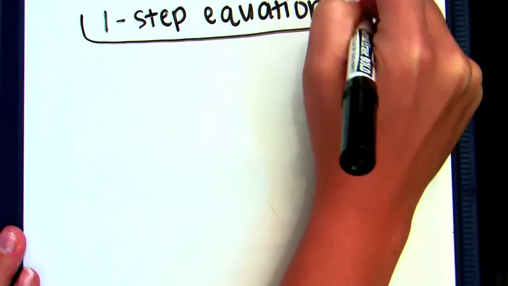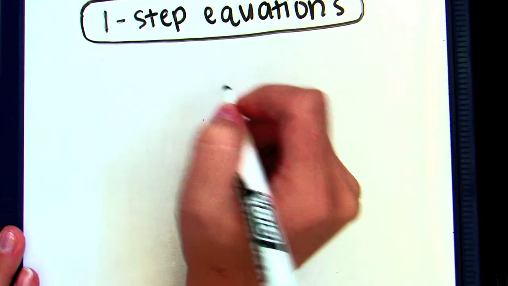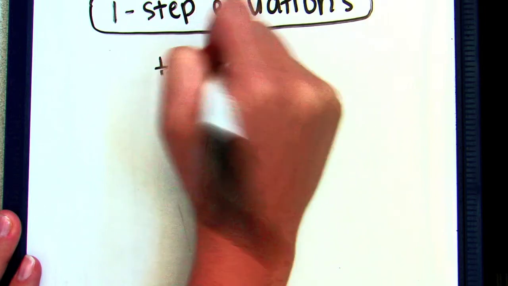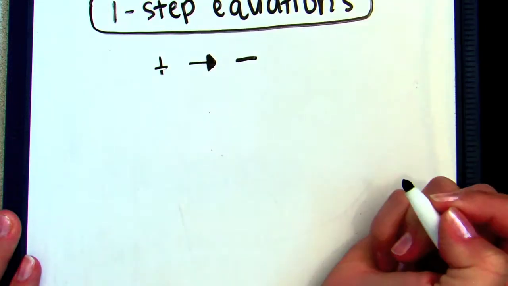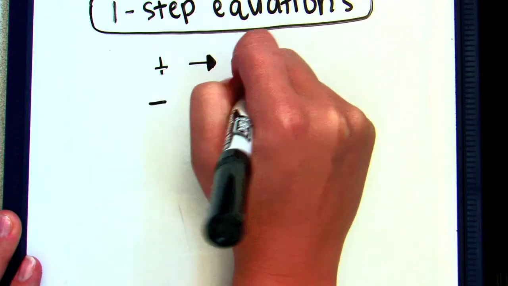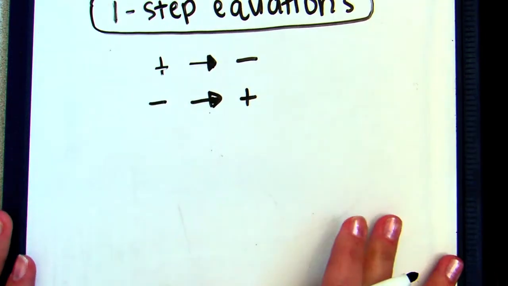So if you remember in our notes, the only way to get rid of adding or a positive is to subtract, and then the only way to get rid of a negative or subtracting is to add. So we're going to keep that in mind.